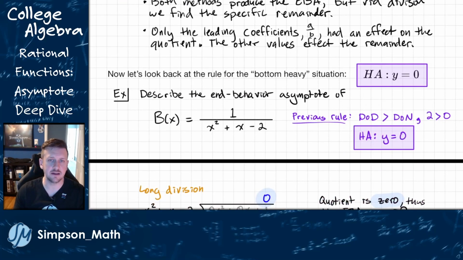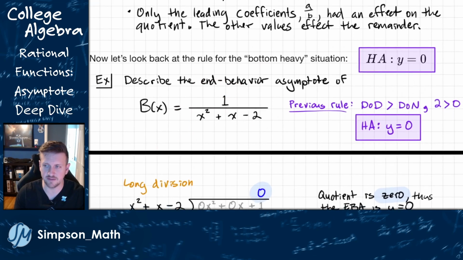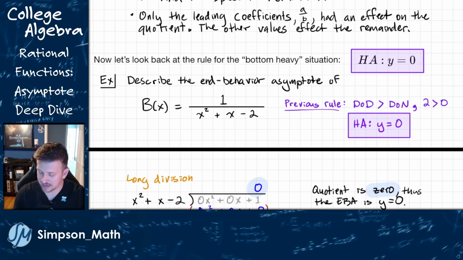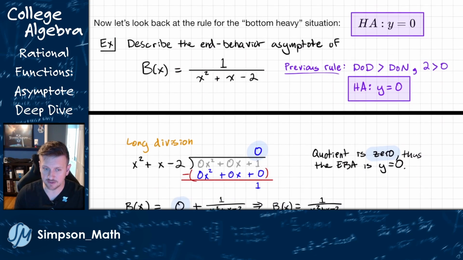All right, let's take a look at the rule for bottom heavy. For bottom heavy, it's y equals 0 every time. But let's look at why. So if I have this situation here, this is clearly a bottom heavy situation. So we're going to have the horizontal asymptote is y equals 0, okay, because it's bottom heavy every time. So let's take a look at the math for that.